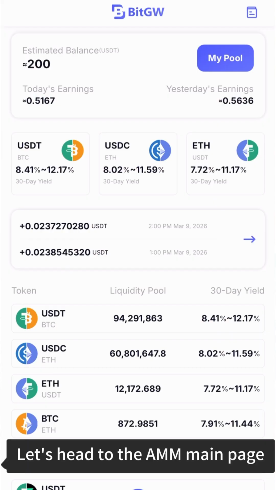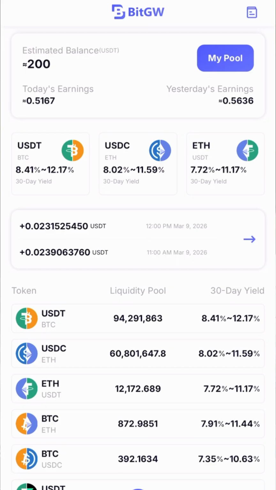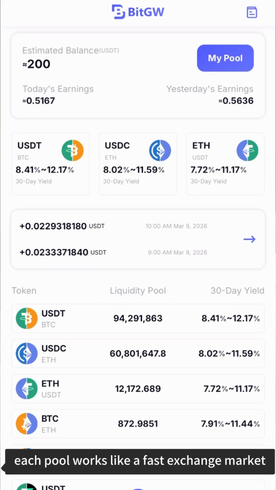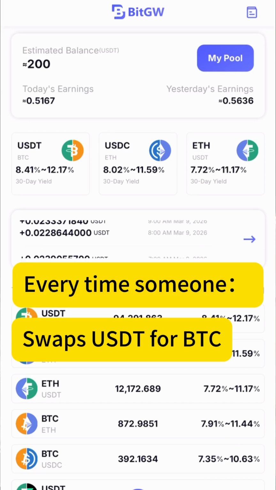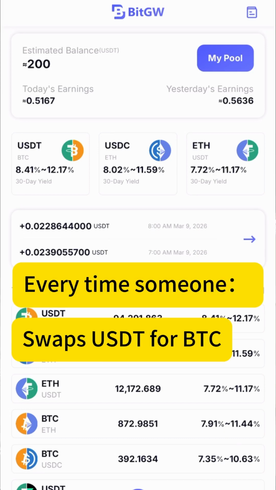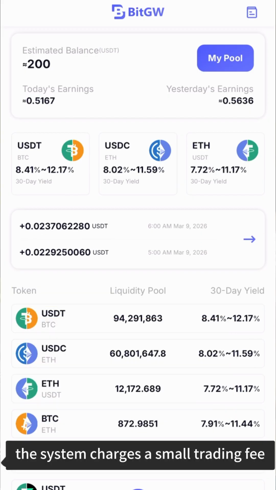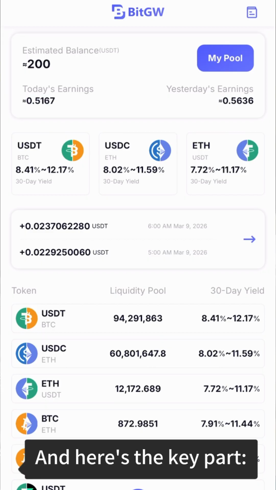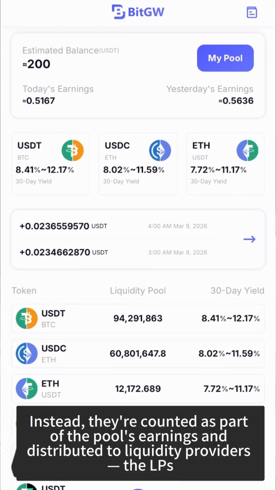Let's head to the AMM main page. Here, you can see all the available liquidity pools. Basically, each pool works like a fast exchange market. Every time someone swaps USDT for BTC or swaps BTC for USDT, the system charges a small trading fee. And here's the key part. Those fees don't all go to the exchange. Instead, they're counted as part of the pool's earnings and distributed to liquidity providers, the LPs.